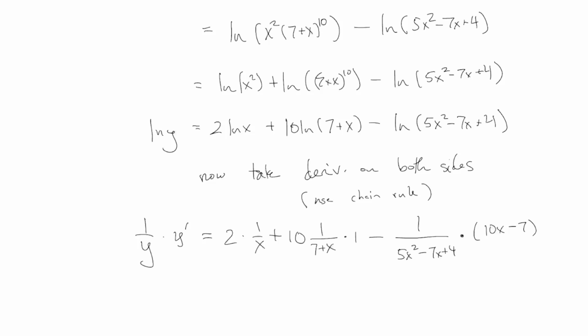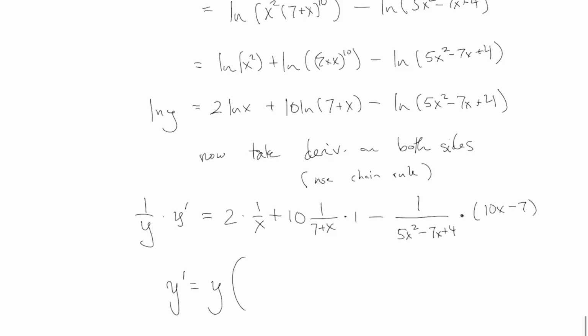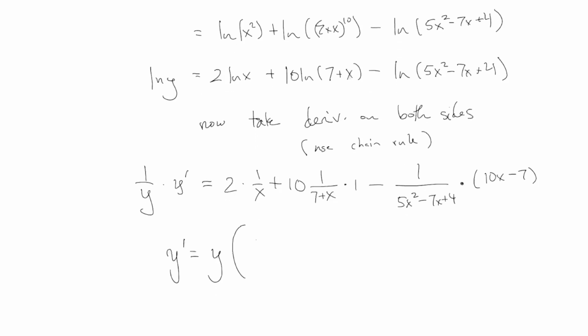All right. And we're almost done here. Of course, what I'm looking for is y prime. That's the goal of this whole thing, to take the derivative of the original thing. So I'm going to multiply the y onto the other side. So it says y prime equals y times all of that stuff. Maybe I'll just clean it up a little bit as I go. 2 times 1 over x, I'll write that way. And then 10 over 7 plus x, and then 10x minus 7 over 5x squared minus 7x plus 4.